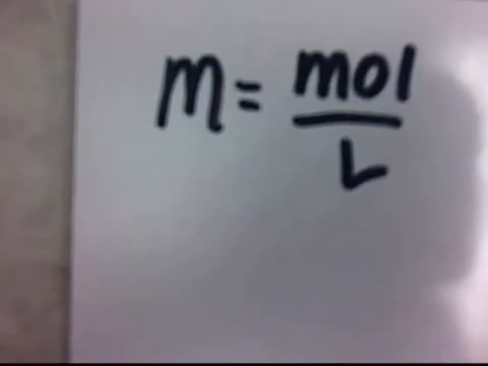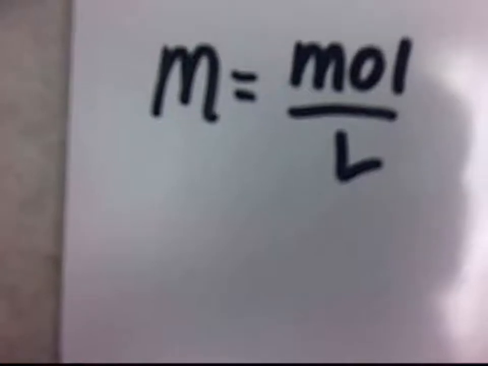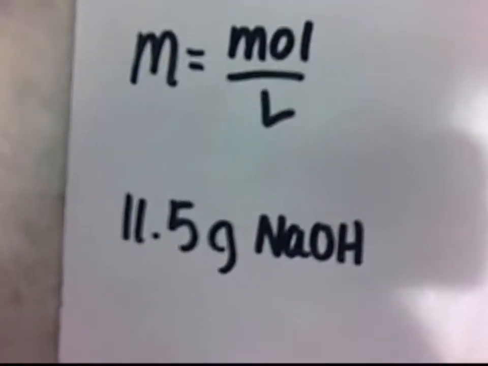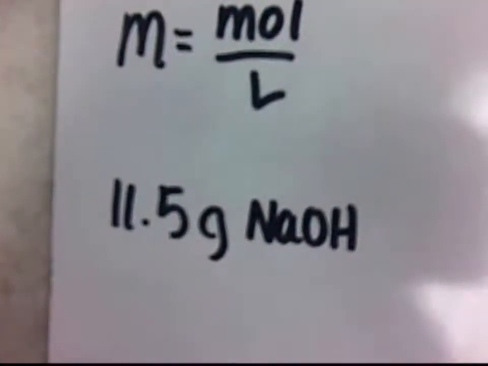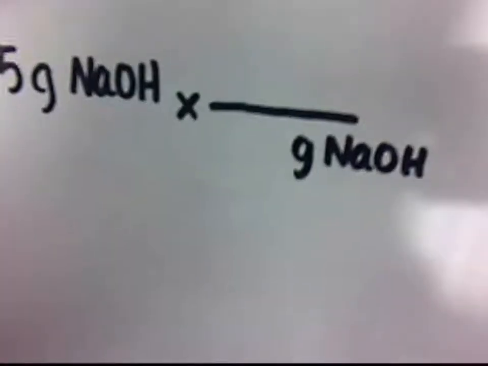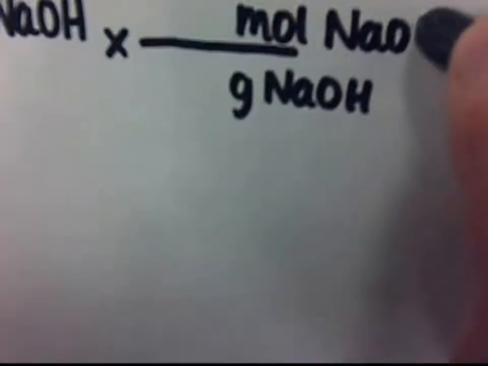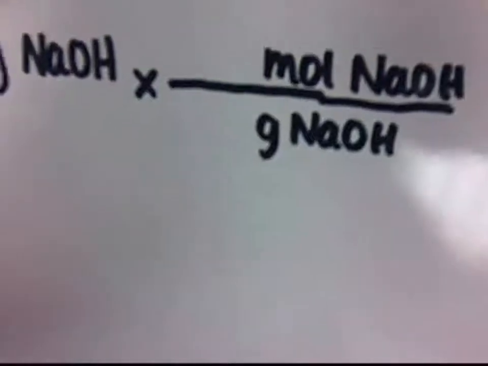Alright, and so what they gave us in this one is 11.5 grams of solid NaOH. Now if you notice from the equation, you have to have moles of NaOH. So the first thing we have to do is change that to moles. So I'm going to do a ratio, and I'm going to put my grams of NaOH on bottom. My moles of NaOH would need to go on top.